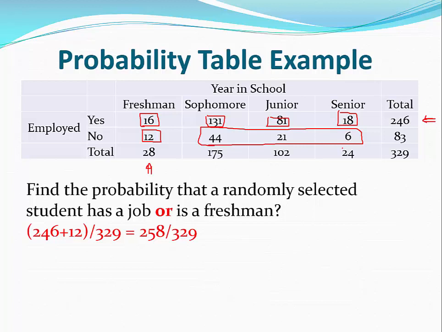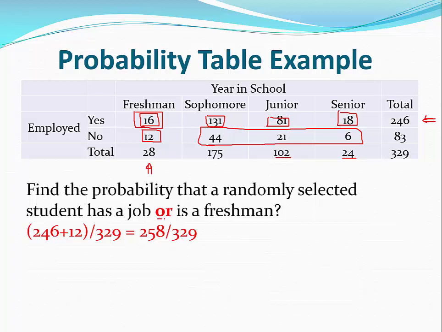Now, if you think about it, the last problem was really an or problem too, right? Because I asked about upperclassmen, juniors or seniors. Why could we just add those two numbers together? Remember, we took the 102 and the 24 and we added them together because there was no overlap between them. There was no what we would call intersection. These 16 appear in both categories here. They both have a job. They're both yeses and freshmen, and so you can't count them twice.